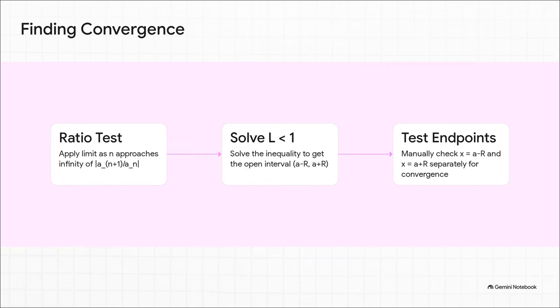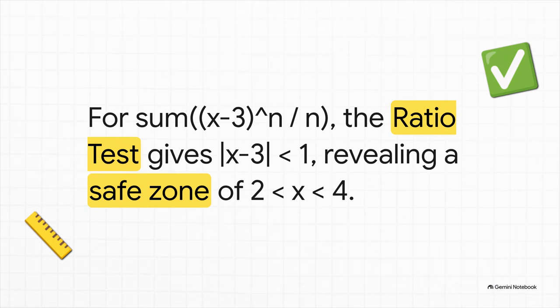Step 1. Apply the ratio test. We take the limit as n approaches infinity of the absolute value of the next term divided by the current term. Step 2. Set that resulting limit to be strictly less than 1. Solving that inequality is what gives us our open interval. But step 3, this is where people always trip up. You have to manually test the exact boundary points, the endpoints, separately, because the ratio test is entirely inconclusive right there. Let's build up some intuition with a concrete example.